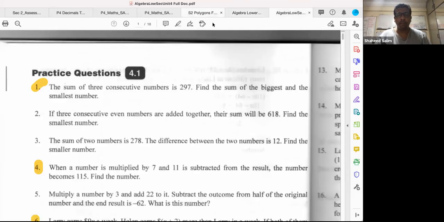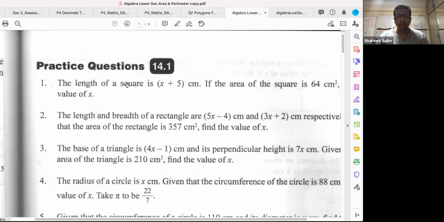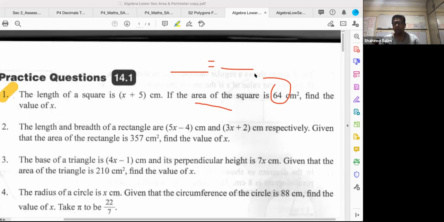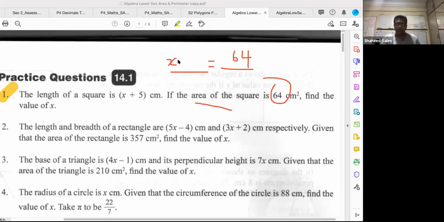Let's see now. This one. I want you to try the first one. Don't be afraid of it, please. You must believe. You have to form an equation. What is an equation? An equation is something equals to something. So they give you the area of the square is 64. You put 64 here. What is down here? x times x plus 5. x plus 5, that is the length.